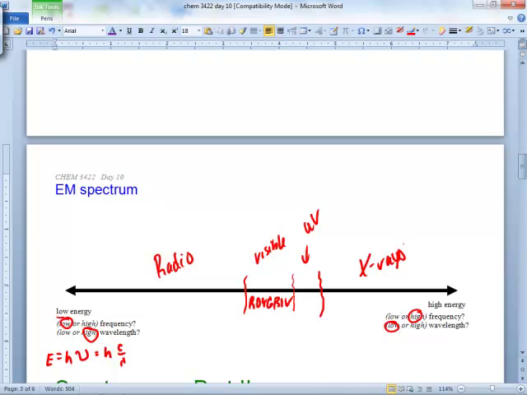X-ray. Robert. Guessing. Infrared. Where? After UV? Infrared. There you go. Infrared. All right. You can't see it, but they have those little nighttime vision glasses, right? You can see the little dude's footsteps in the dark.